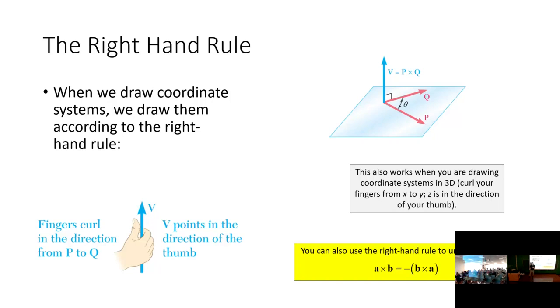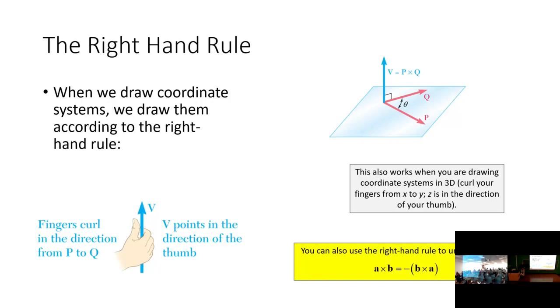Remember what happened when we first started learning about vectors. If I take a vector and multiply it by -1, what does it do? It doesn't change its magnitude, but it flips its direction. Well, if cross products flip the direction, that means A cross B equals the opposite, or the negative, of B cross A. So cross products are not commutative.